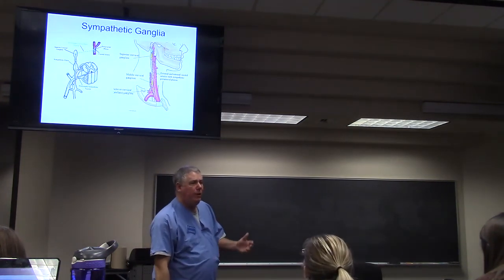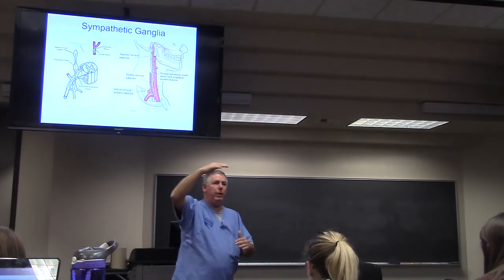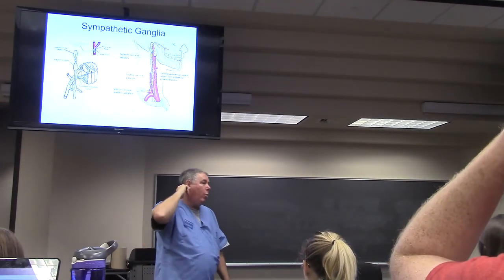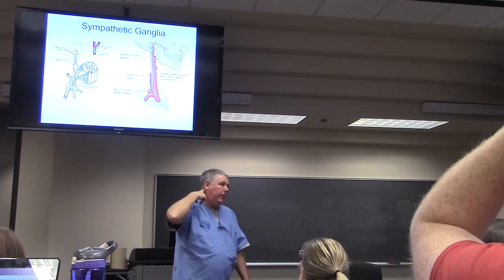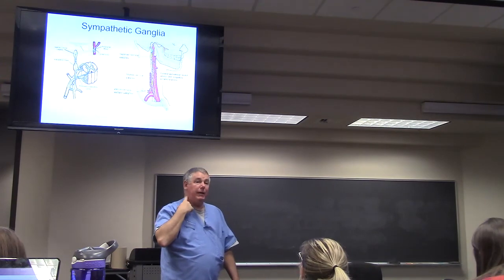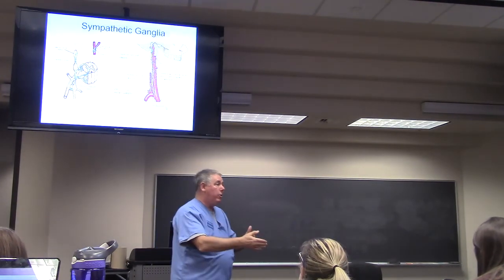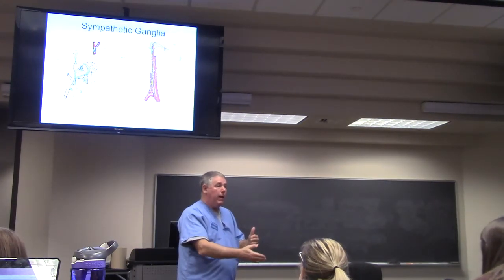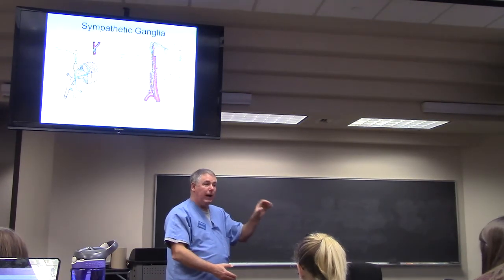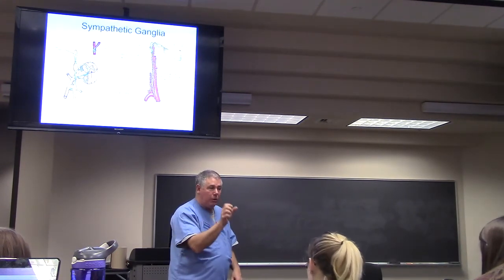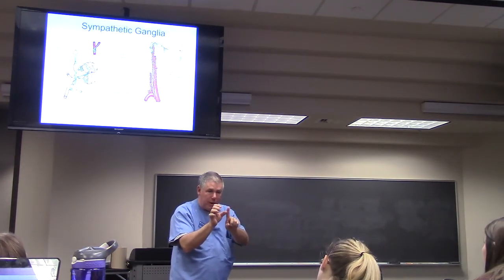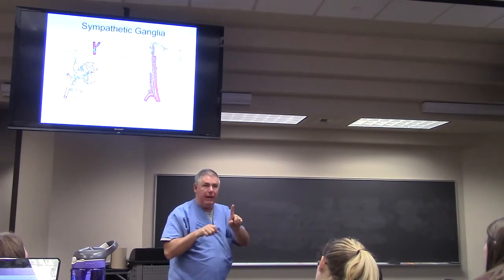And sometimes you don't even have that. Sometimes you just have a superior and inferior. You're not going to find the superior. It's way up here underneath the skull. You can find the sympathetic chain in the neck very easily today. It's right up under the carotid. It's not part of the carotid sheath. It's outside the carotid. If you go between the carotid and the trachea, just spread them apart, there's the sympathetic chain.